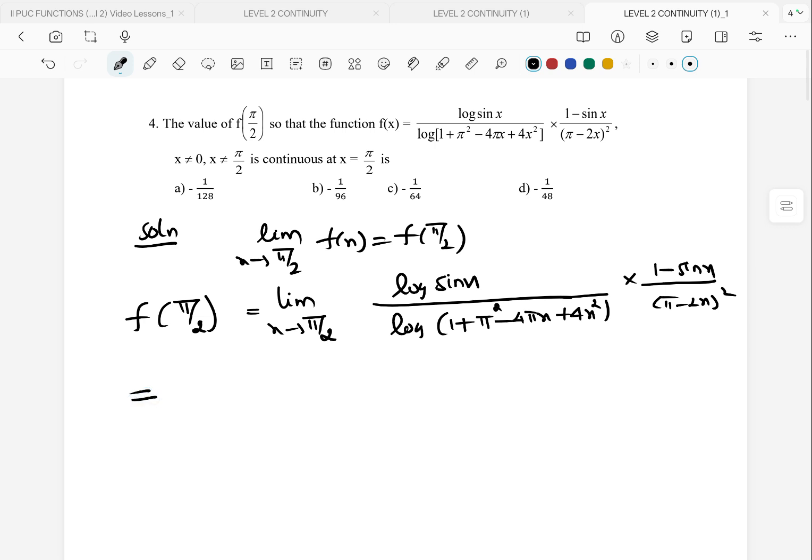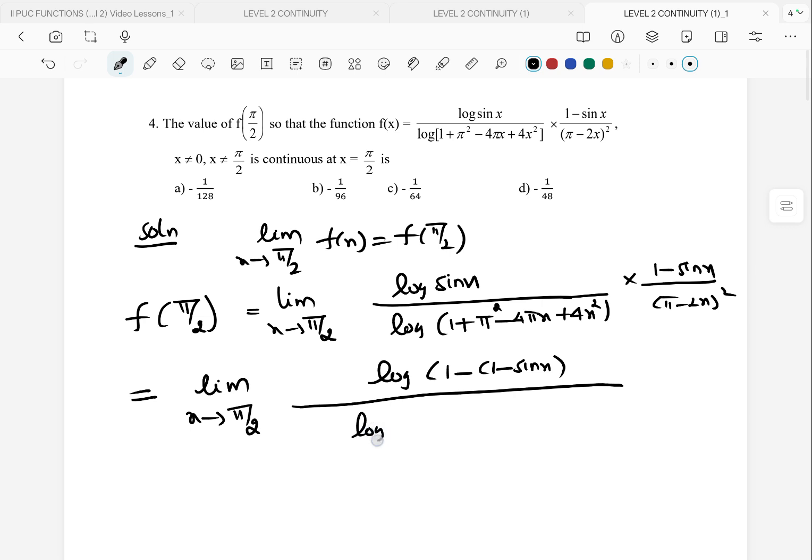I am going to do some manipulations and apply some standard limit and then get the answer for this. The first manipulation is limit x tends to pi by 2. Numerator I am going to write as log of 1 minus of 1 minus sin x. Denominator I am going to write as log of 1 plus (pi minus 2x) the whole square. Expand this and see: pi squared minus 4 pi x plus 4x squared, into 1 minus sin x by (pi minus 2x) the whole square.